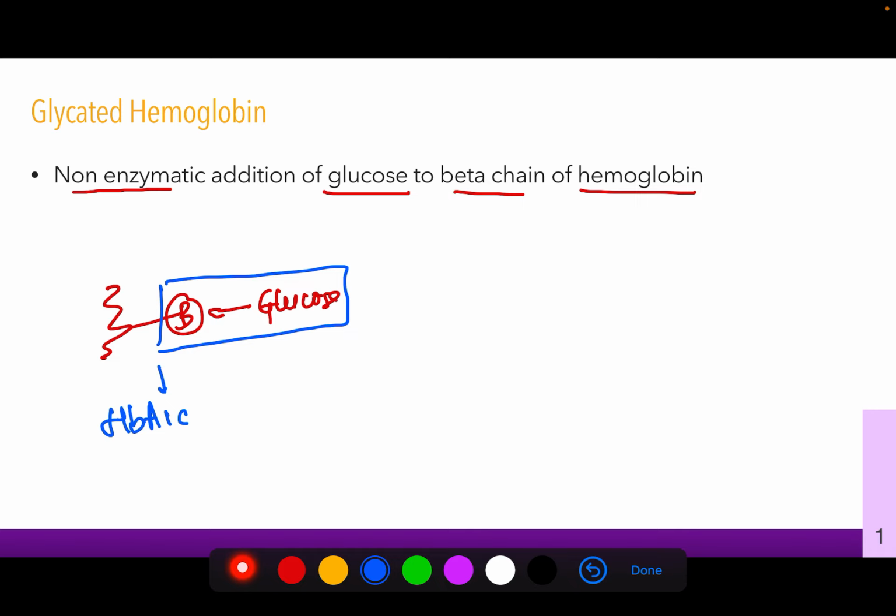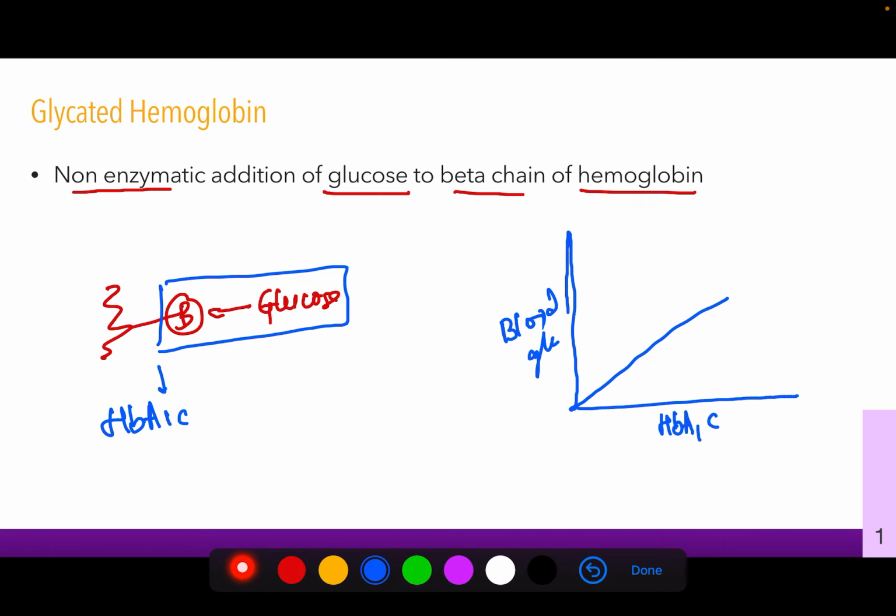Why should you understand that this is non-enzymatic? Because whenever it's non-enzymatic, the HbA1c levels will correlate directly with blood glucose levels. It means that if the blood glucose levels are high, the glycated hemoglobin percentage is also high. It's a linear relation. So if this is blood glucose and this is HbA1c, they have a linear relationship. As and when the glucose levels rise, the HbA1c also starts rising.